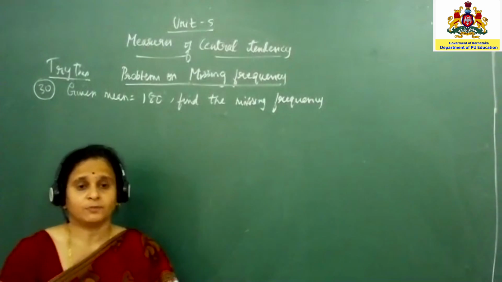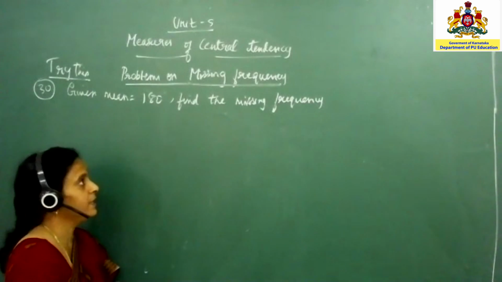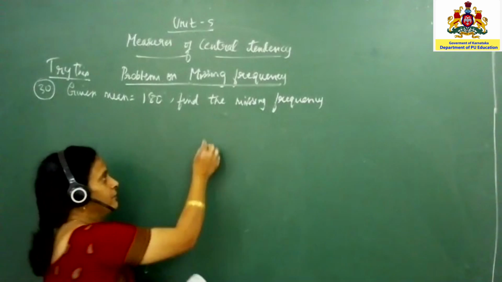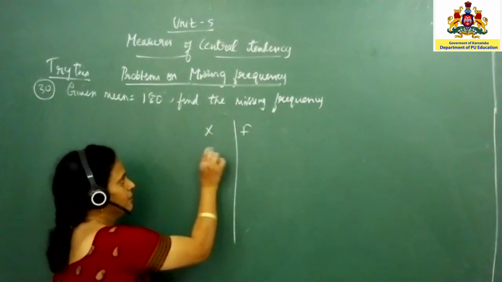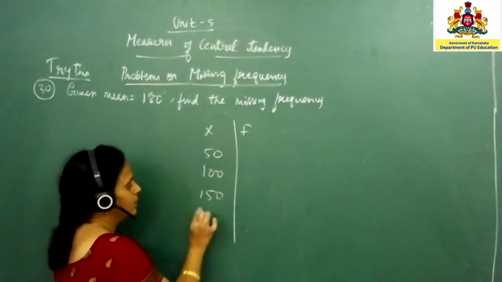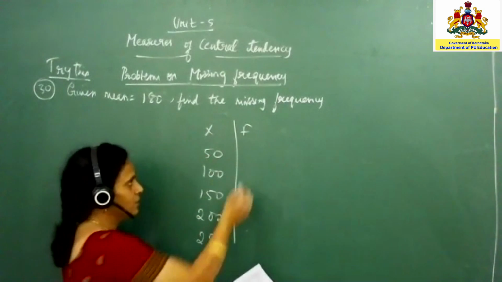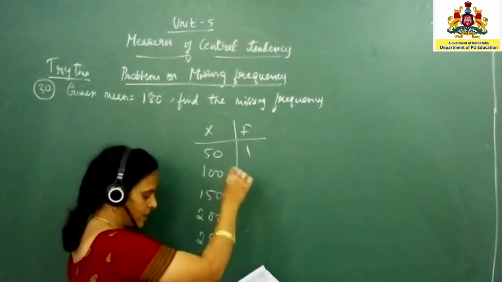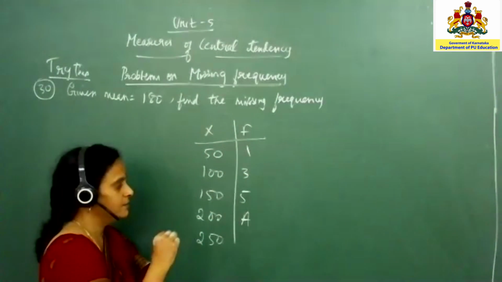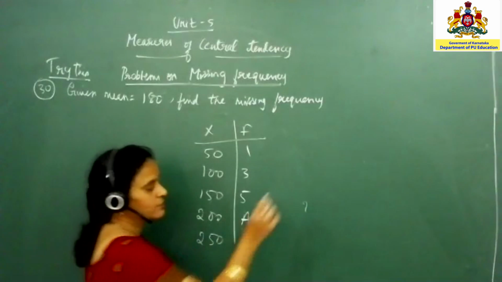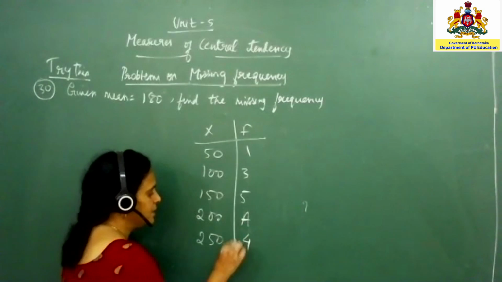Similar to the previous problem, the 29th problem, try this problem, the 30th one. Given mean as 180, find the missing frequency. The table given has an x column and an f column, where x values are 50, 100, 150, 200, 250, and the second column frequencies are 1, 3, 5, A. Directly I am giving A instead of dash. Either the word dash will be given, or A, or a question mark. It means we have to find the missing frequency. And the last frequency is 4.